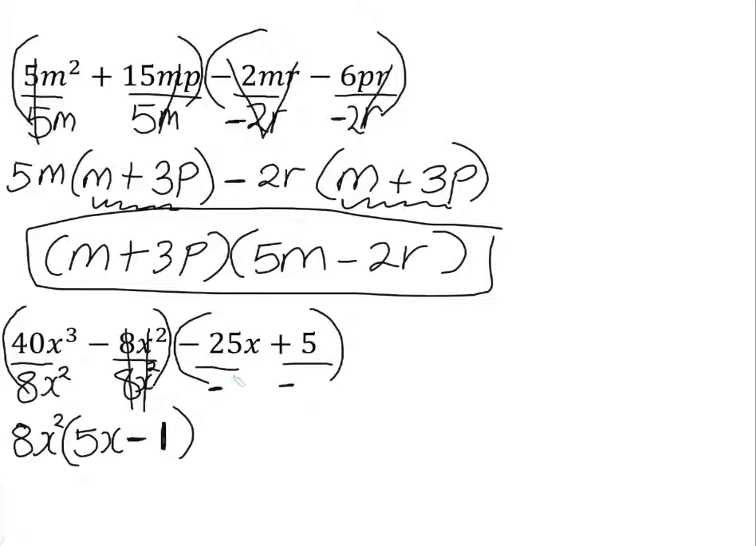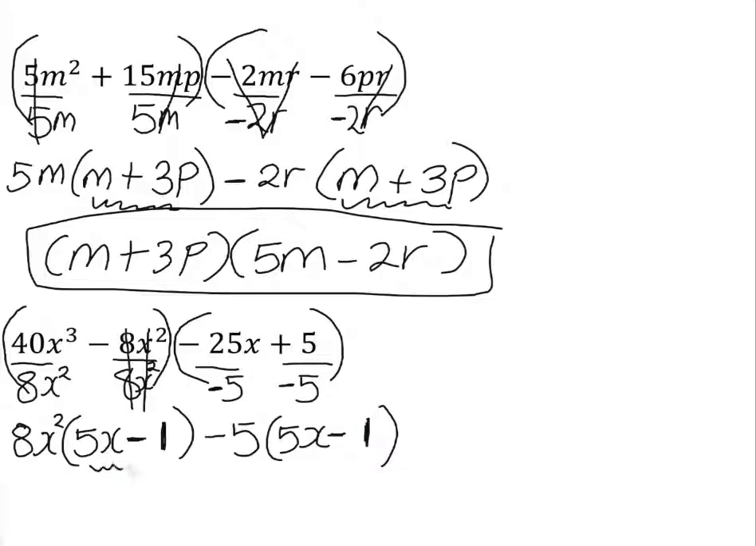25 and 5, both of them can be divided by 5. I cannot take the x, so my GCF is just negative 5, which I'm going to put here. And then I'm going to divide. 2 negatives gives me a positive. 25x divided by 5 is 5x. And then a positive divided by a negative is a negative. 5 divided by 5 is 1.